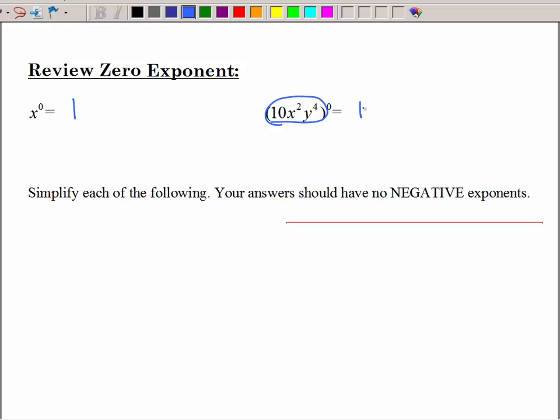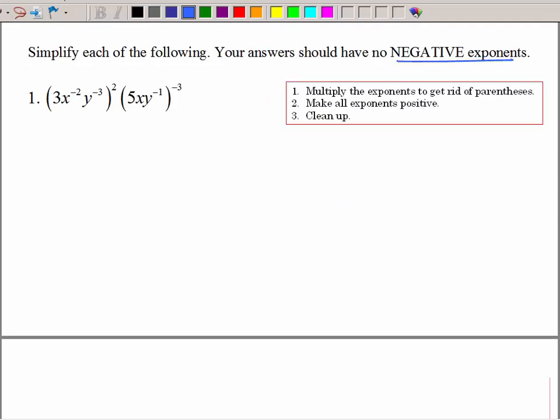Now let's look at the problems. We're going to simplify, which means our answers will not just be numbers. But the key thing is your answers should not have any negative exponents. So as I look at problem number 1, I see, wow, lots of bases, lots of exponents. And so I'm going to follow these 3 steps. These are not rules, these are just experience talking. I think this is the easiest way to not make mistakes.